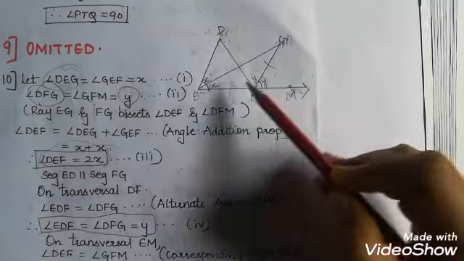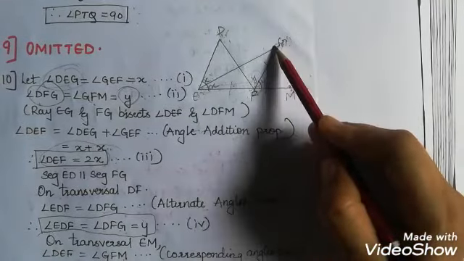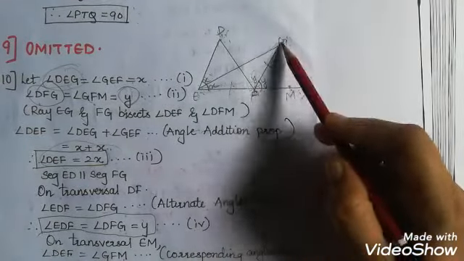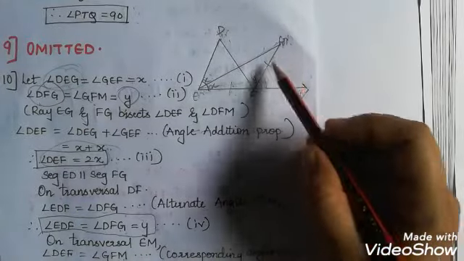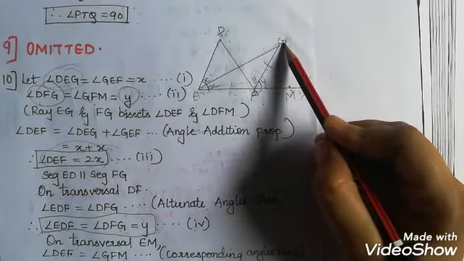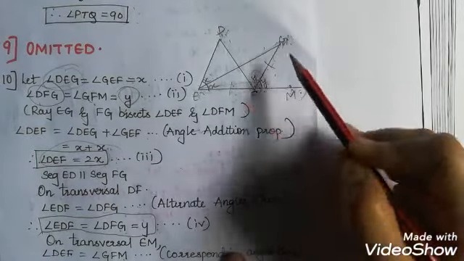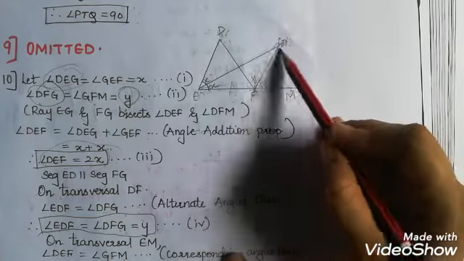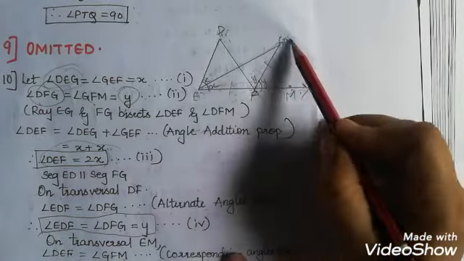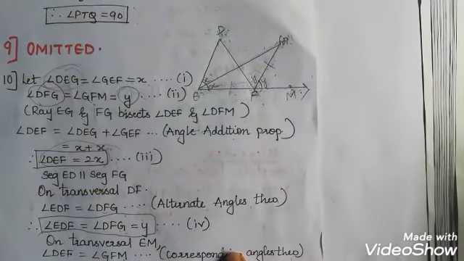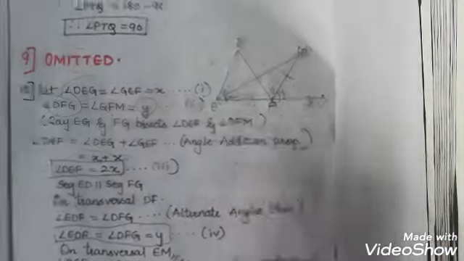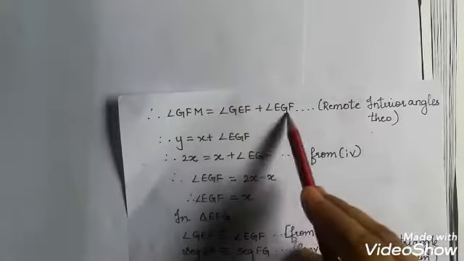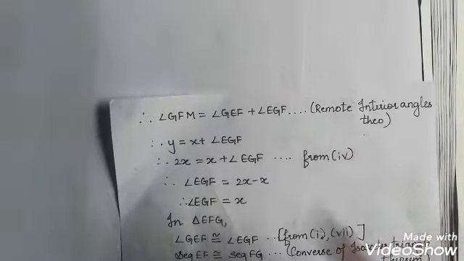Now I take triangle GEF. Why do I take triangle GEF? Because I need these two sides which belong to the triangle GEF. So using the remote interior angle property, angle GFM is equal to angle GEF plus angle EGF. I will first explain the written part. I have written it over here. So you can see it is the remote interior angles theorem.